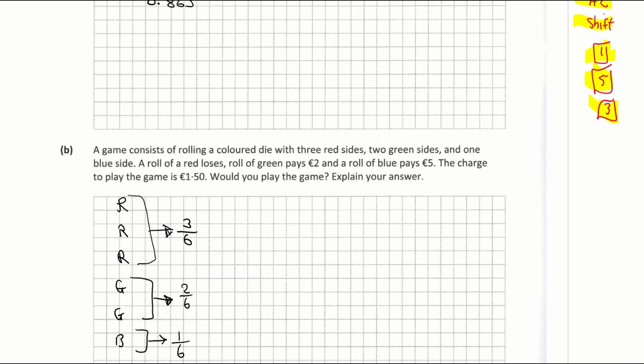In order to find the expected value, we now multiply these by the amount that you win or lose for rolling that number. Now, look at the green and the blue first of all. The green pays out €2. So I'm going to multiply that by €2.